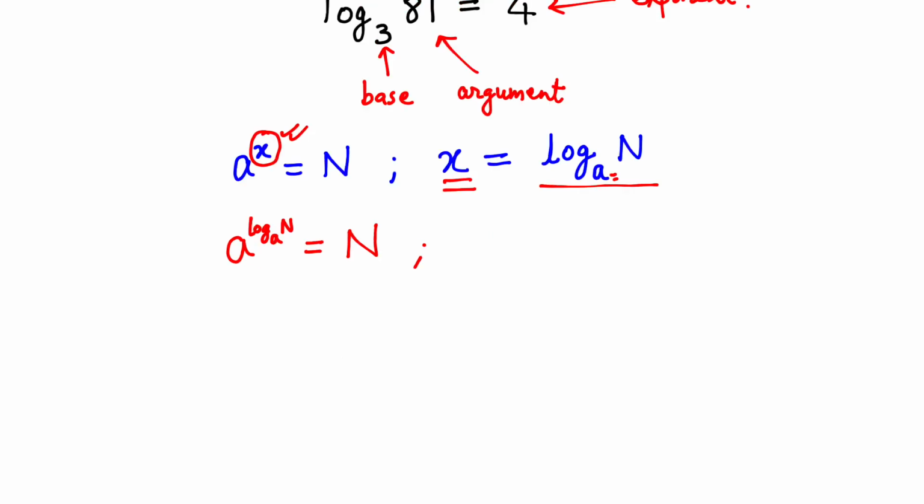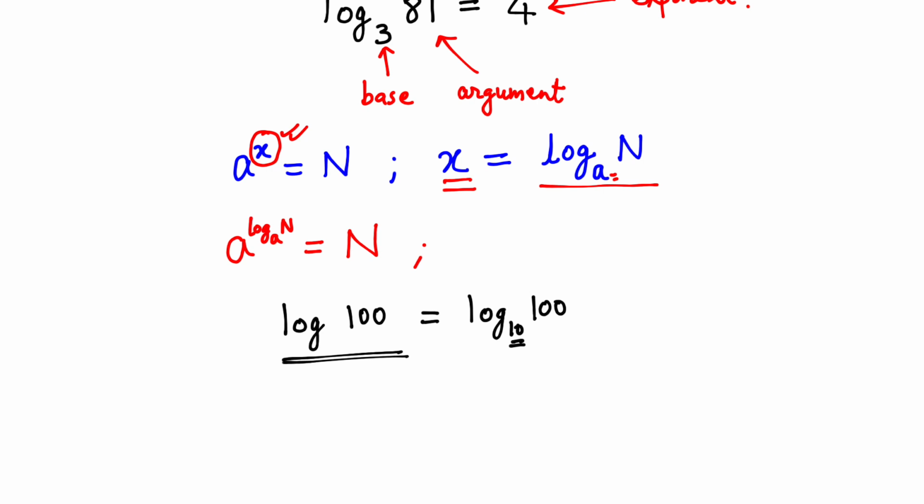Sometimes you will find expressions like log 100. Then it is understood that log 100 is to the base 10. In mathematics you will see sometimes the base is not written. So you will just find log 100. If no base is written, then it is understood that the base is 10.